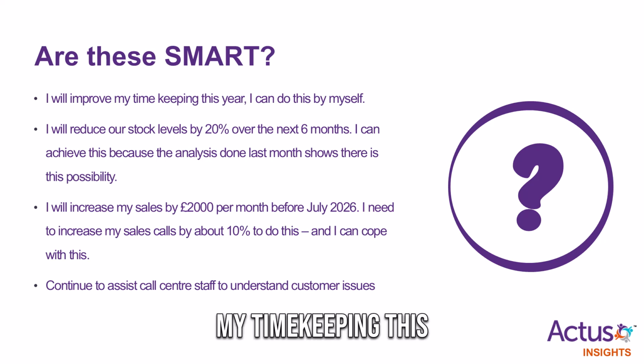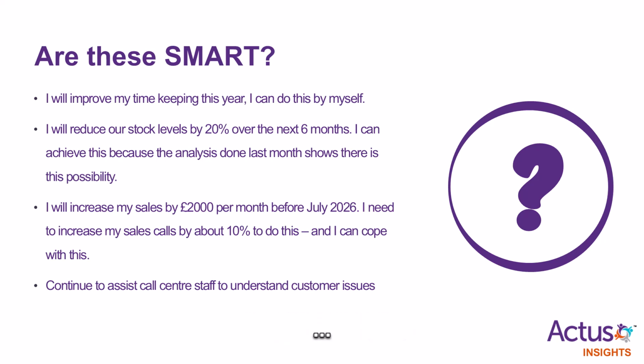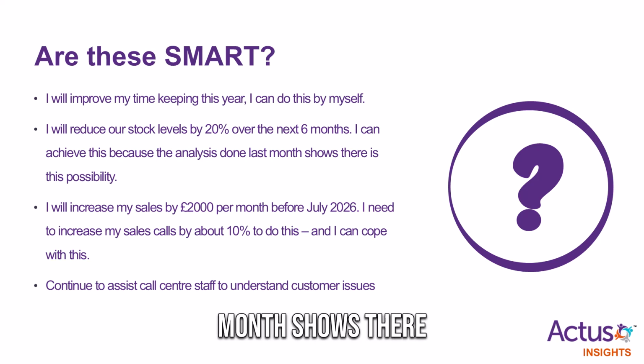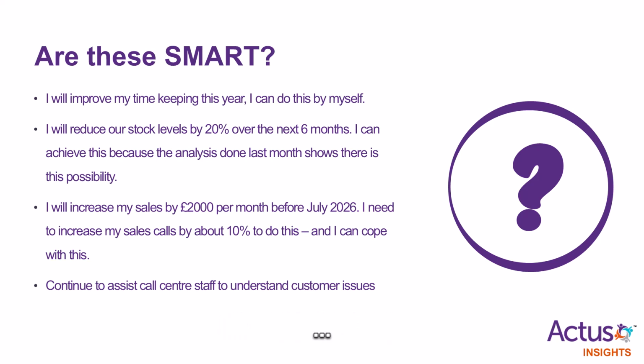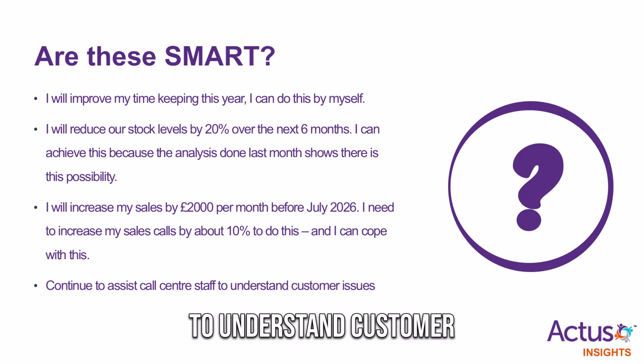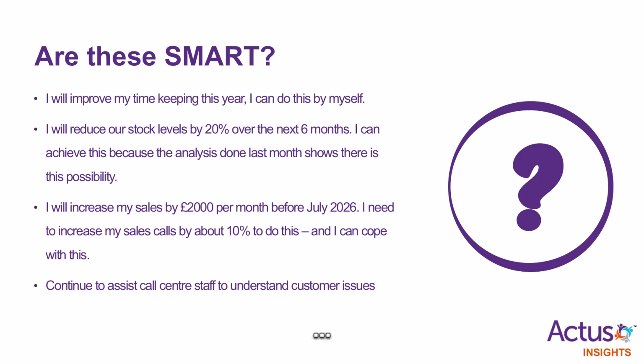I will improve my timekeeping this year. I can do this by myself. I will reduce our stock levels by 20% over the next 6 months. I can achieve this because the analysis done last month shows there is this possibility. I will increase my sales by £1,000 a month before July 2026. I need to increase my sales calls by about 10% to do this, and I can cope with it. Continue to assist call centre staff to understand customer issues.